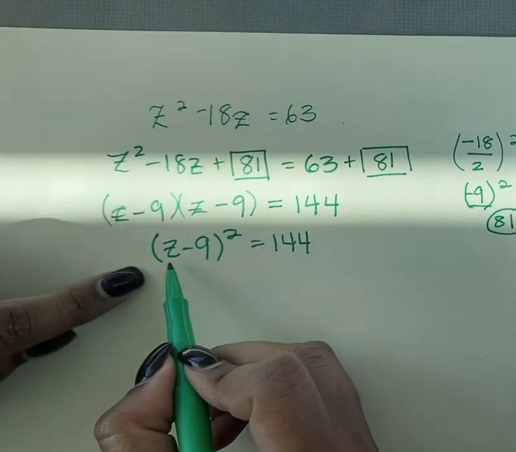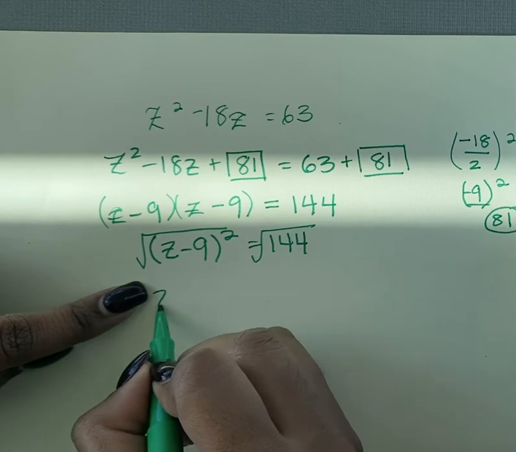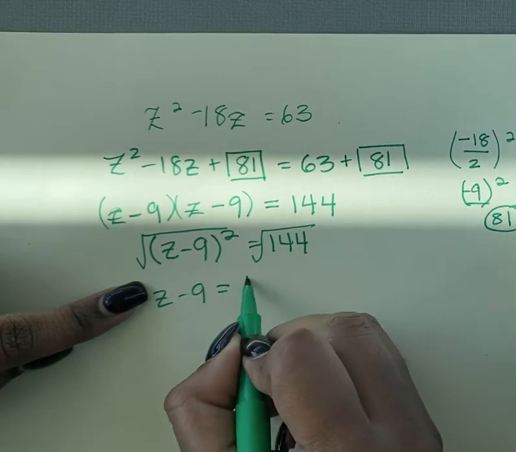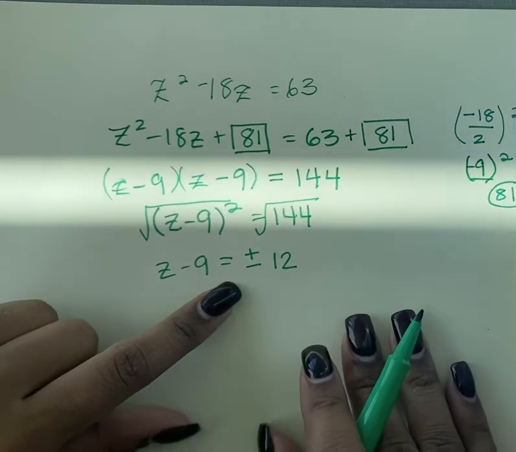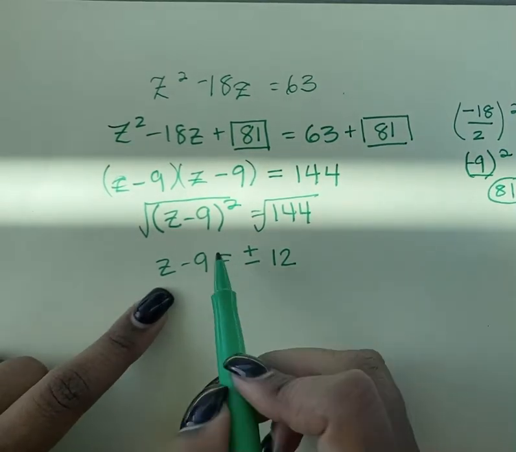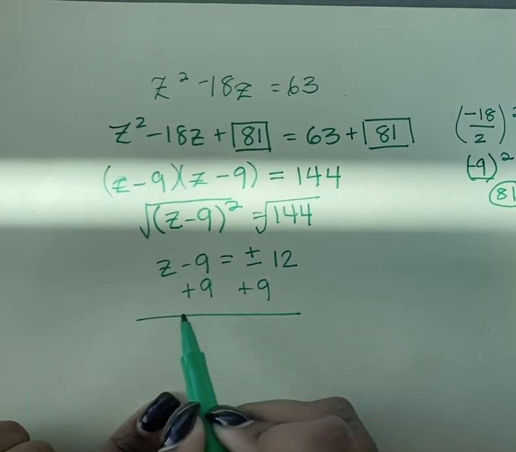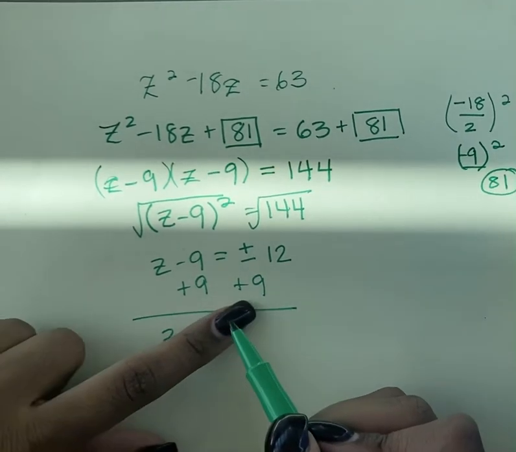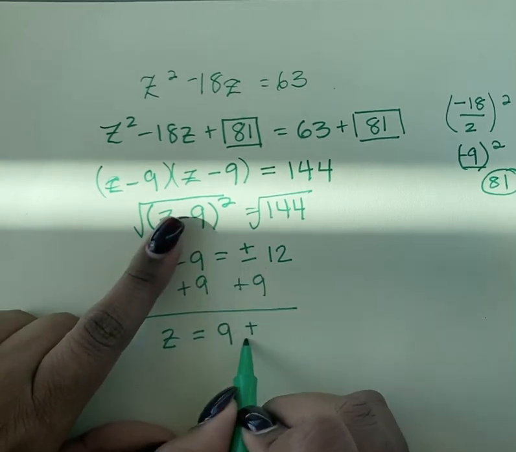Okay, and so this is where we use our square root principle. I want to get z by itself, and so I'm going to take the square root of both sides, and I'm left with z minus 9 equals plus or minus the square root of 144, which is 12. Okay, I want to get z by itself, and so I'm going to add that 9 to both sides. And so z equals, well, remember that plus or minus has to stay with the 12, and so I'm going to say 9 plus or minus 12.